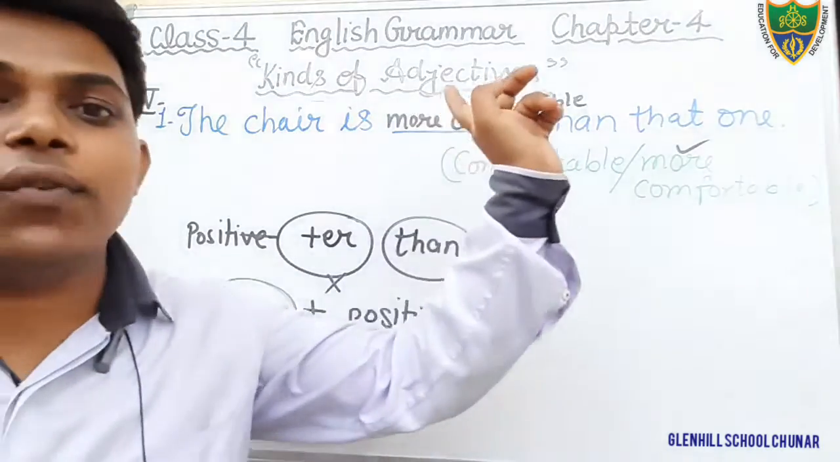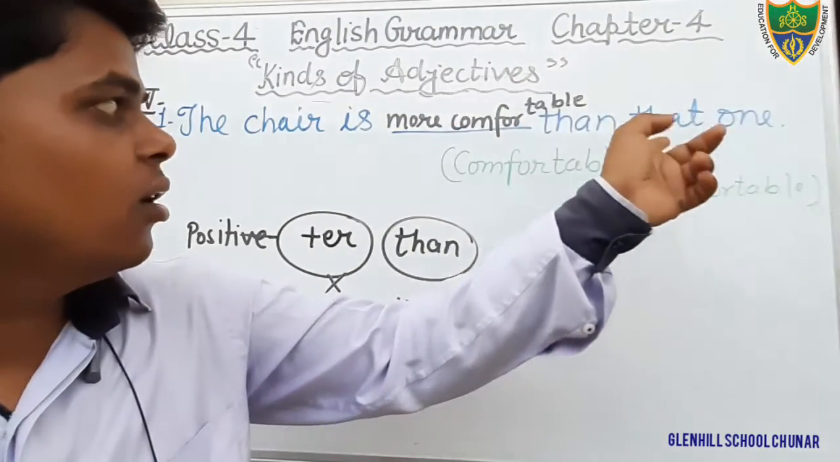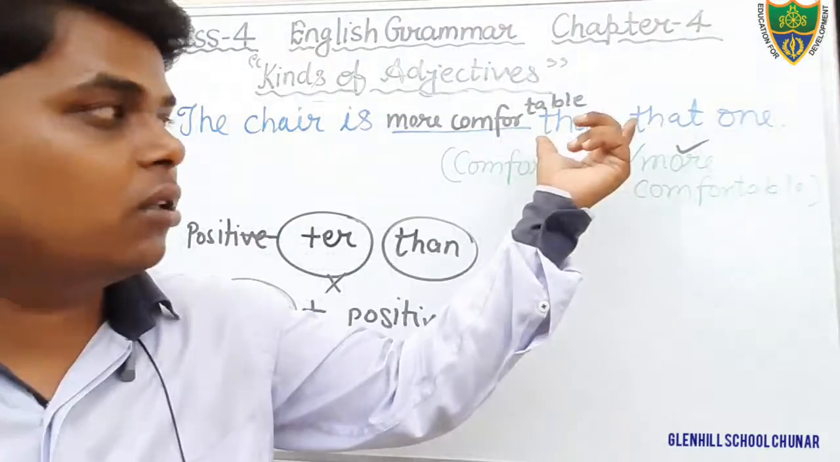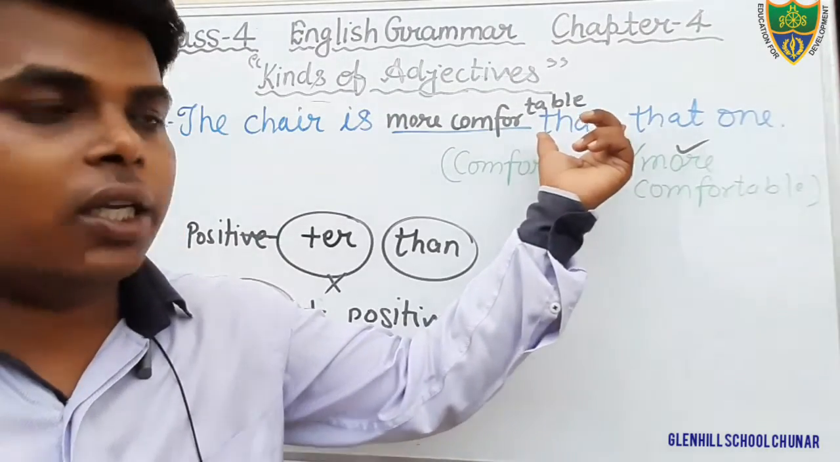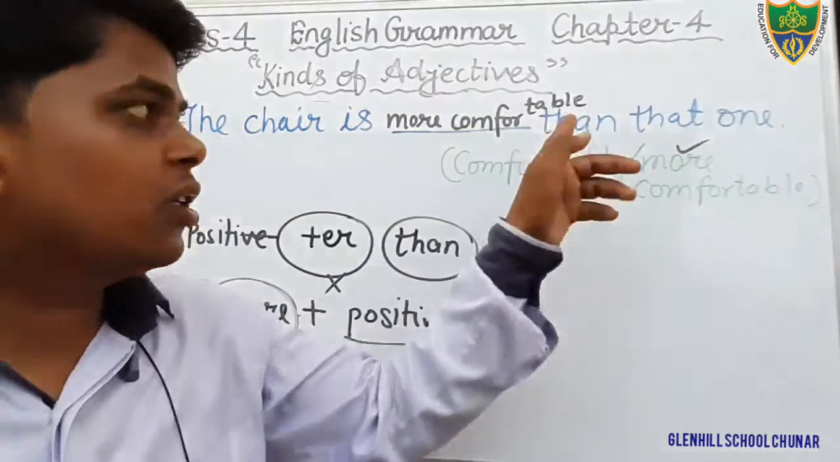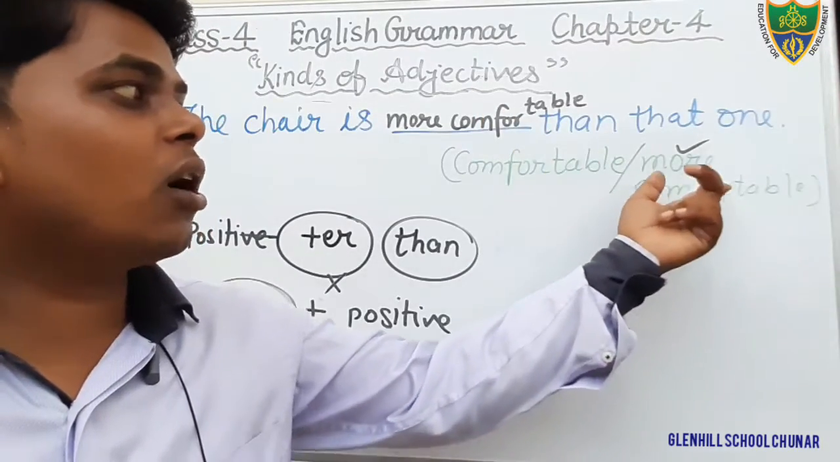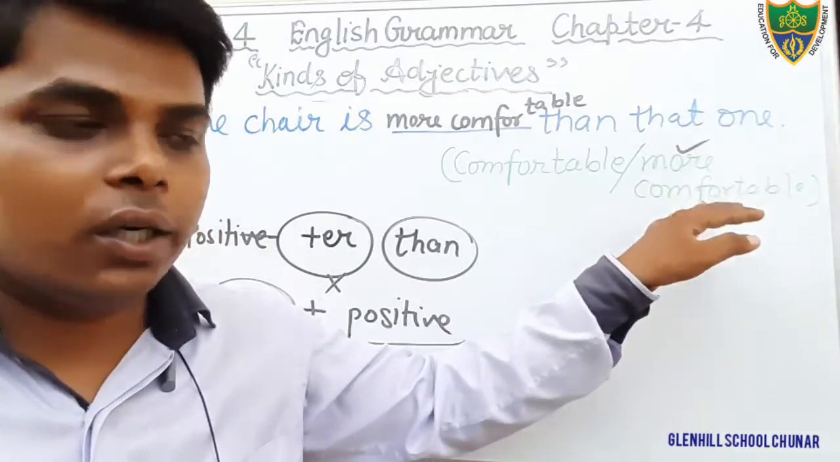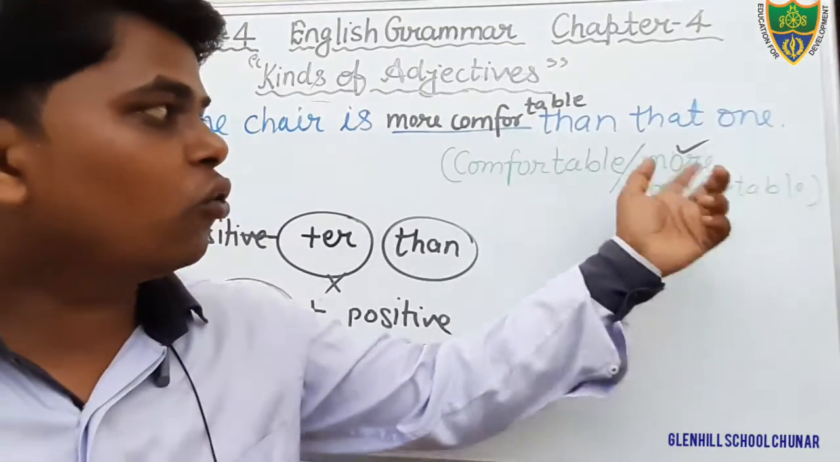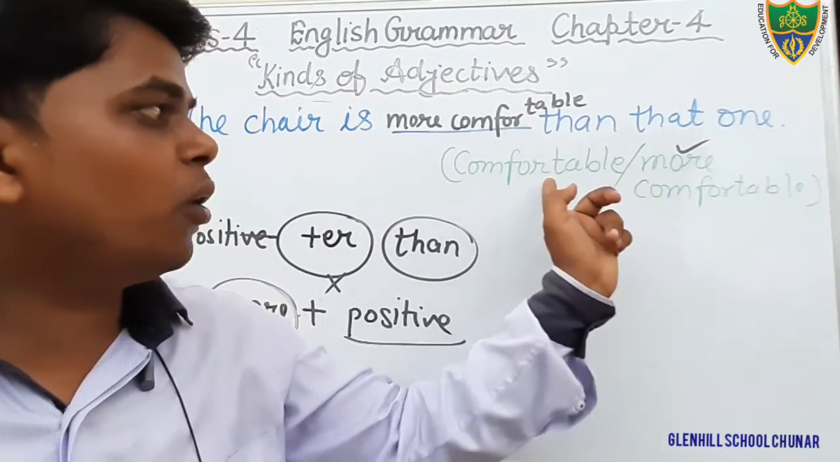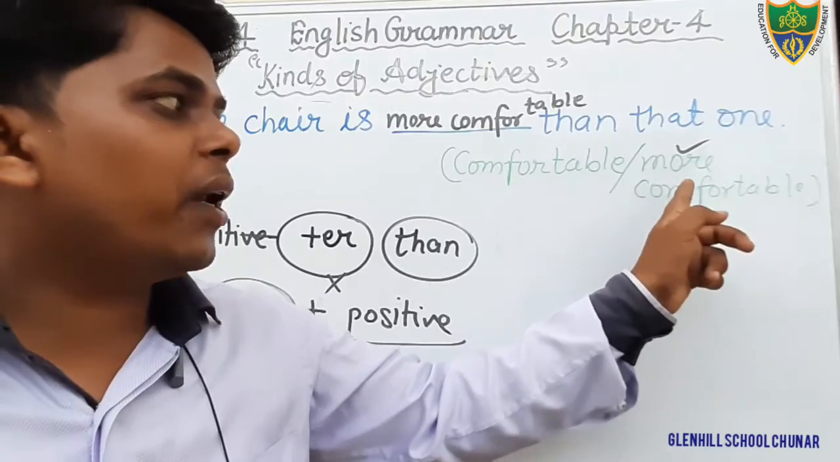We cannot say comfortabler. Okay, although the word than is used, it shows that it is comparative degree. Therefore we will use the comparative form of the degree. Okay, what would be the comparative form? That is the positive form comfortable, and that is the comparative form.